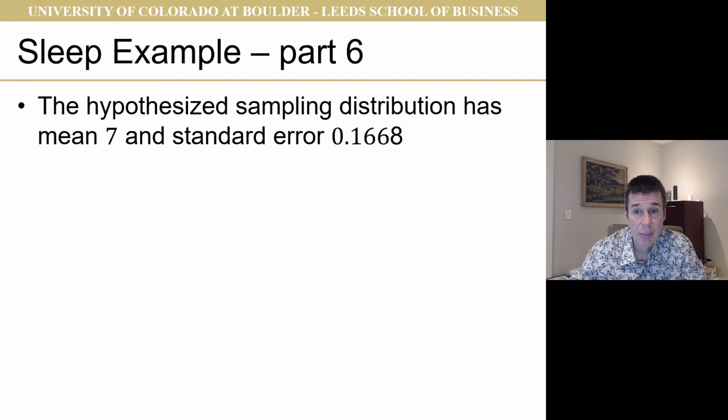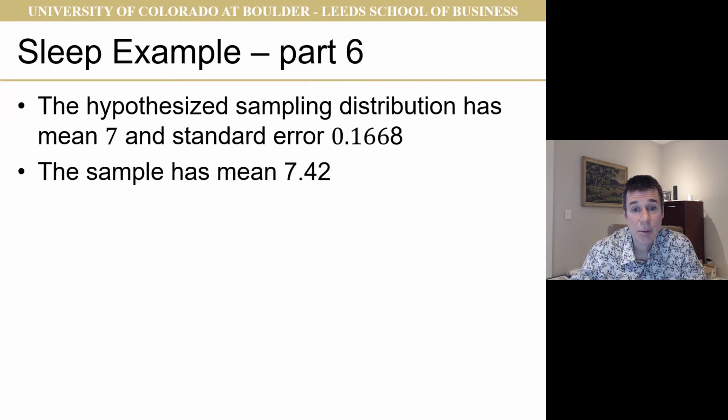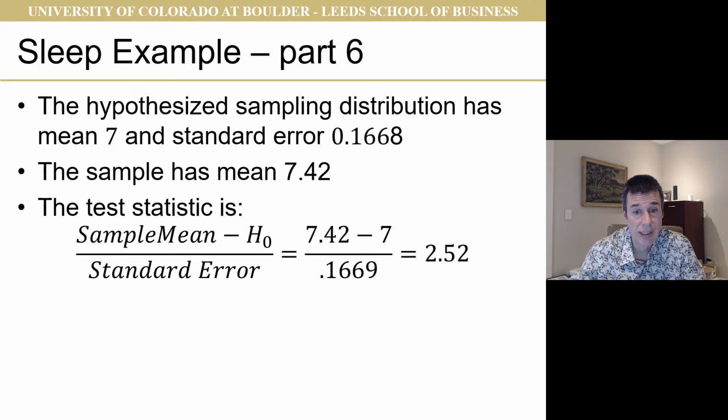Now, the hypothesized sampling distribution has mean 7 and standard error 0.1669. The sample has mean 7.42, and so we can calculate the test statistic: sample mean minus H0 divided by standard error, or 7.42 minus 7 divided by 0.1669. That's 2.52. So the sample mean is 2.5 standard deviations away from the hypothesized mean. Now it's possible, of course, to choose a sample that has a mean that far from H0, but it's not very likely. 2.5 standard deviations is pretty far into the tail of the distribution.